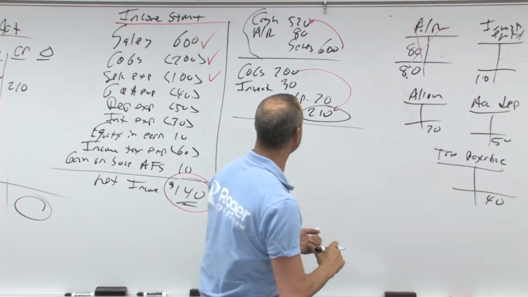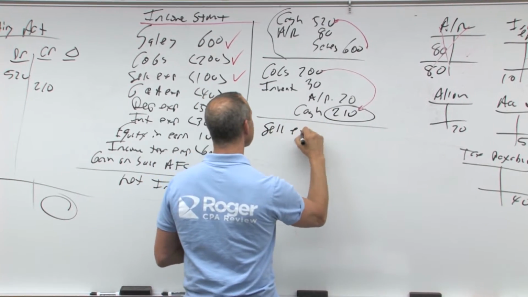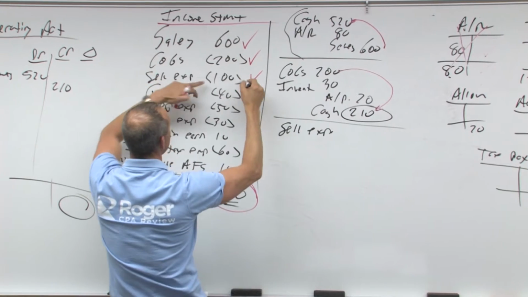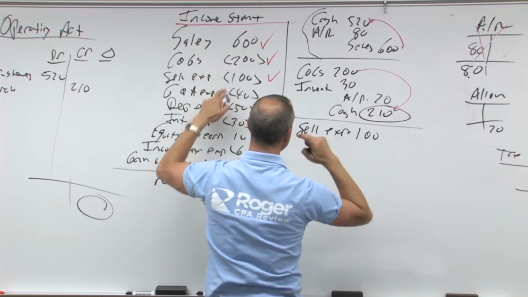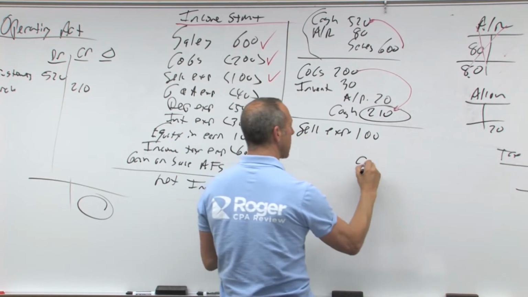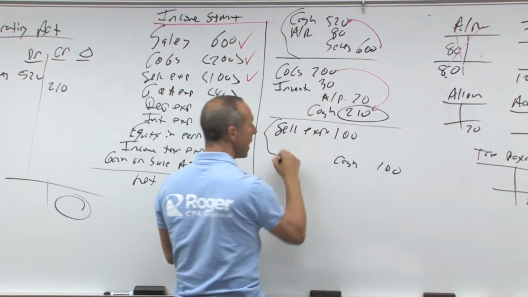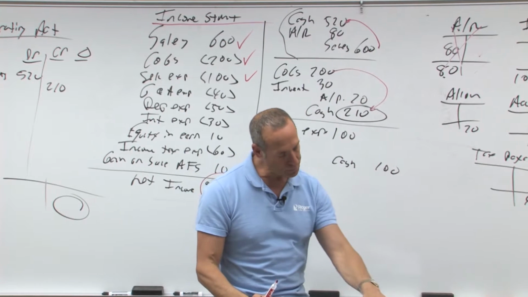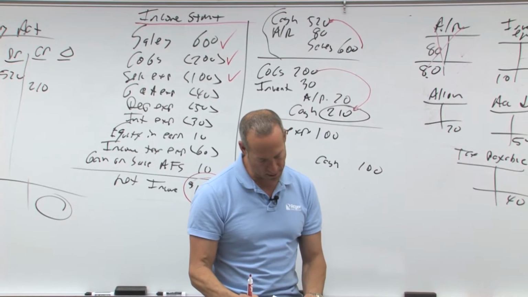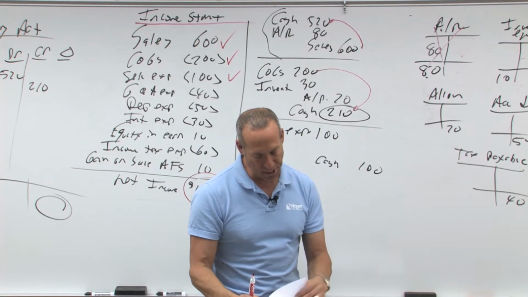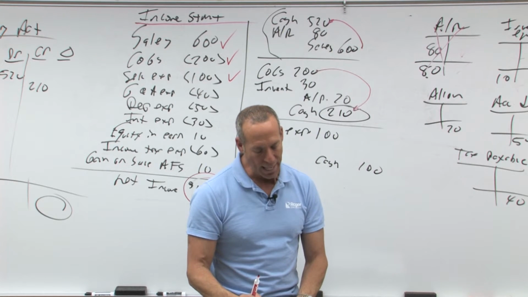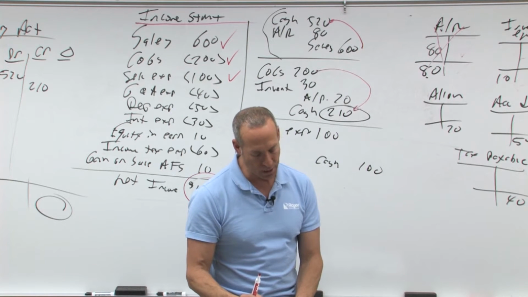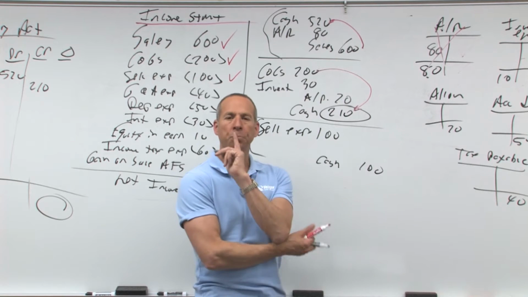Now the next item here is selling expense. And my selling expense is $100. That's a debit. Now normally if there was nothing else, I would just credit cash $100 and be done with it. But in the question they tell you that, and what did they say? They said selling expense includes bad debt expense of $20. Now bad debt expense of $20 is included in there. So what does that mean?